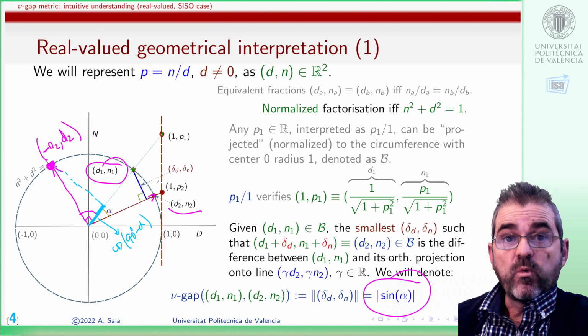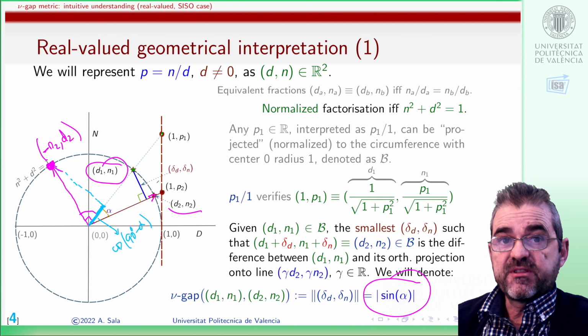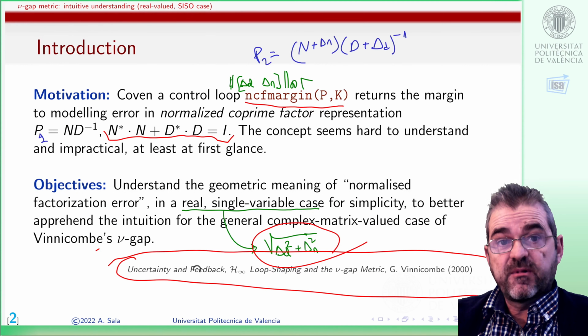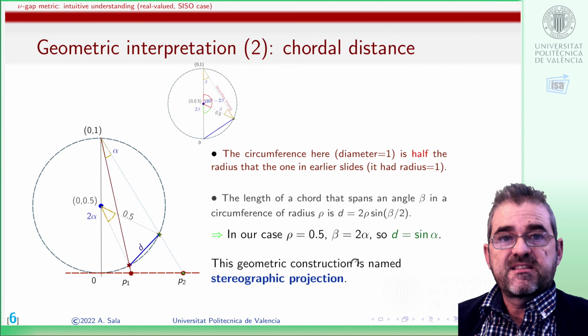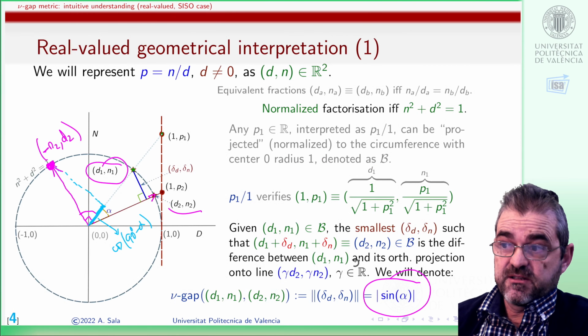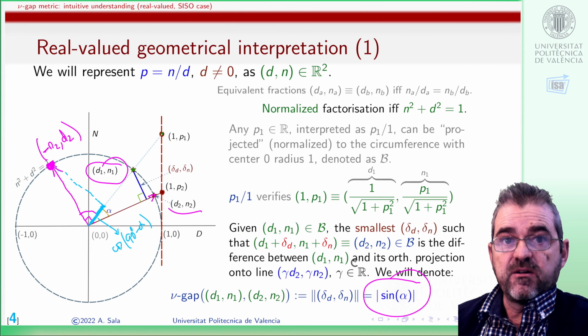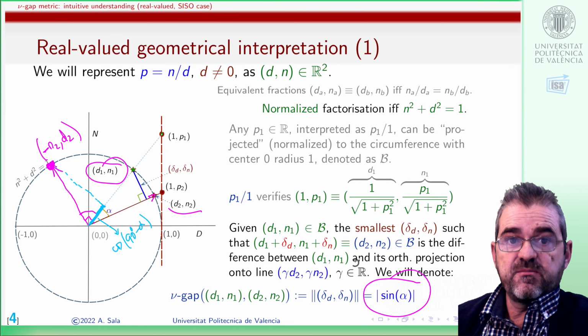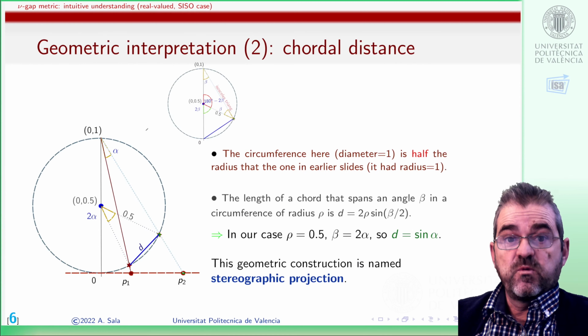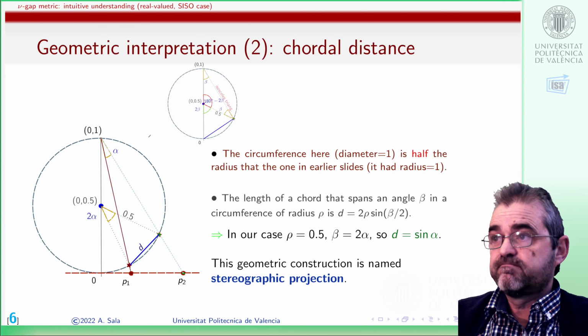Good. We will now discuss a second geometrical interpretation, which is actually the one presented in the seminal reference about all this. That second interpretation will be as a real distance, because this understanding of the sine of an angular difference is the underlying concept, but okay, we would like to understand the coprime factor uncertainty metric as a distance between something. Well, okay, that can be done, and that's what I will explain now.